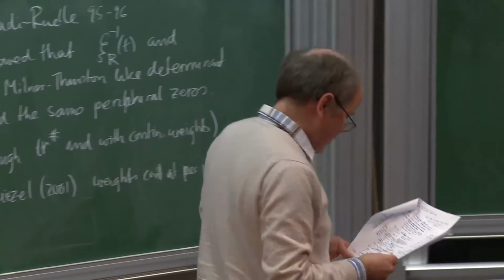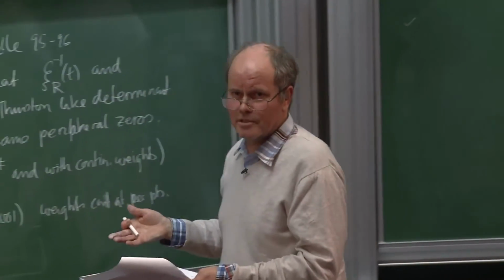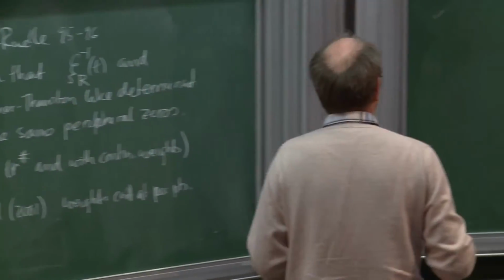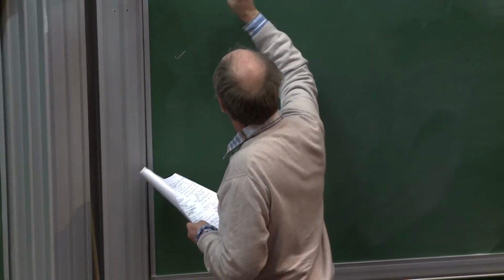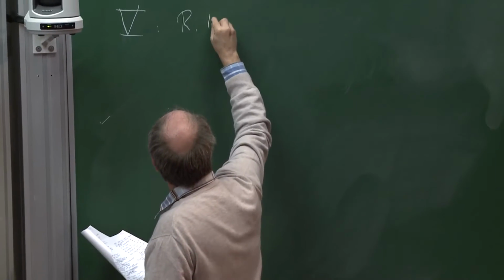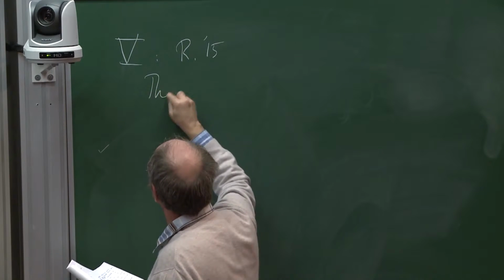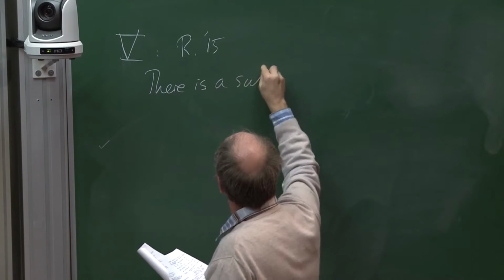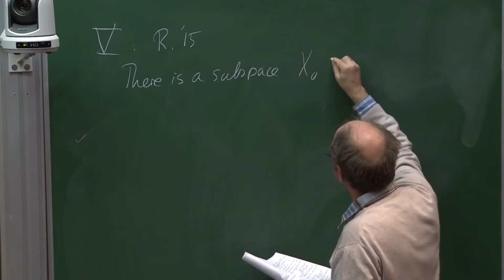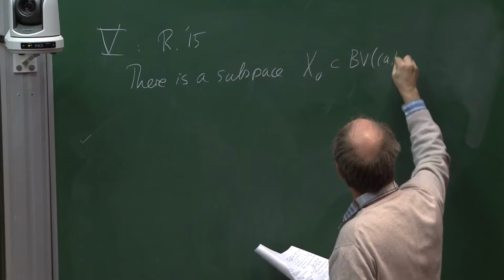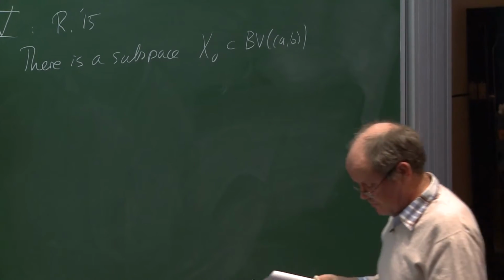Whether there's not a way to see directly that the Milnor-Thurston determinant and the Ruelle operator had a direct relationship. So then what I found finally was that yes, indeed, there is a relationship. That was something I discovered last year. So there's a subspace, let's call it X0, of bounded variation functions, which is invariant under the operator L.